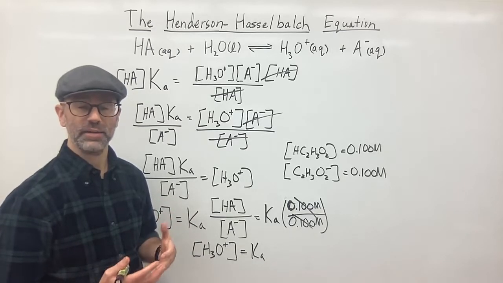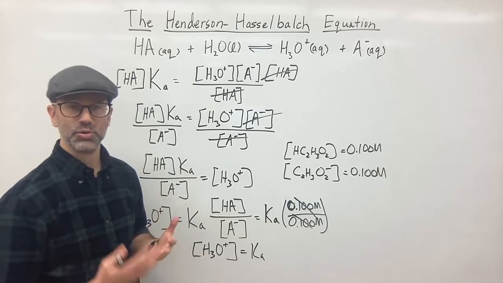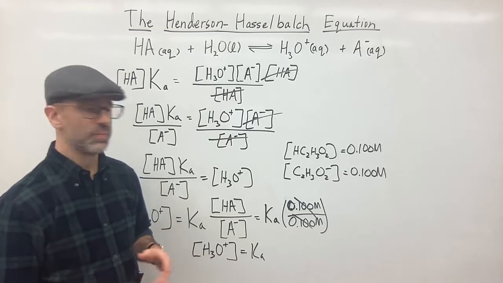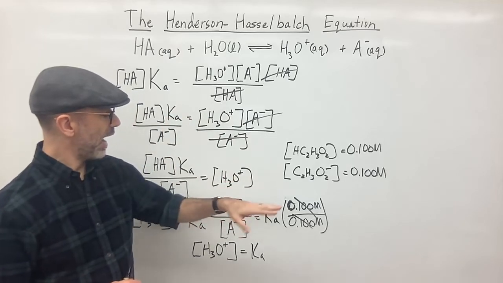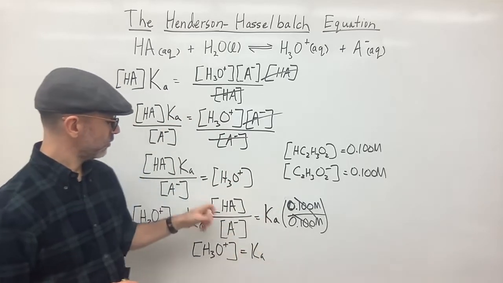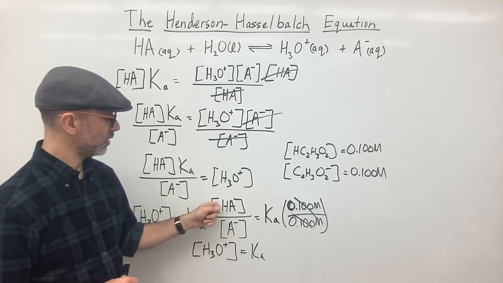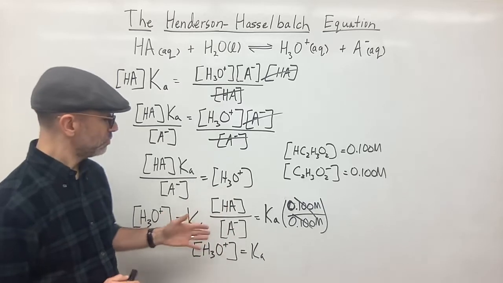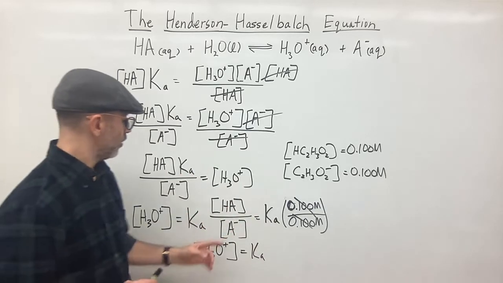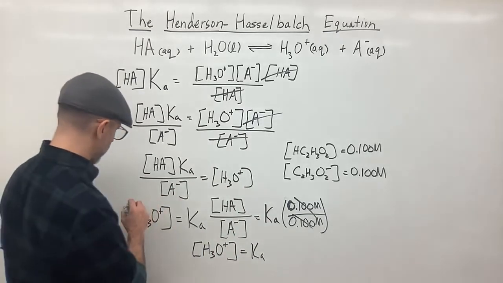Approximation is valid, and we're assuming it's valid because we're working with weak acids and weak bases here. So this could be the conjugate acid over the conjugate base, right? Or it could be a base with the conjugate acid here as well. So what do we do from here now? So we have this equation here.